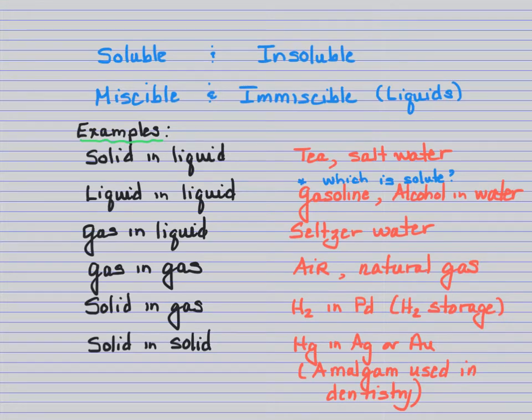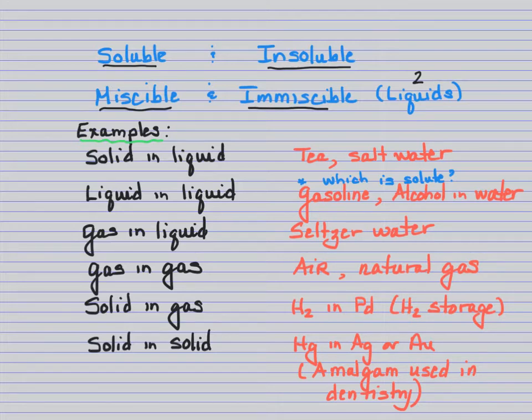So a couple terms that we might want to be familiar with: soluble and insoluble. Things that are soluble in each other dissolve in each other. Insoluble means they do not dissolve in each other. And then we use the word miscible and immiscible if we're talking about two liquids. So we might say that oil and water are immiscible, or alcohol and water are miscible.